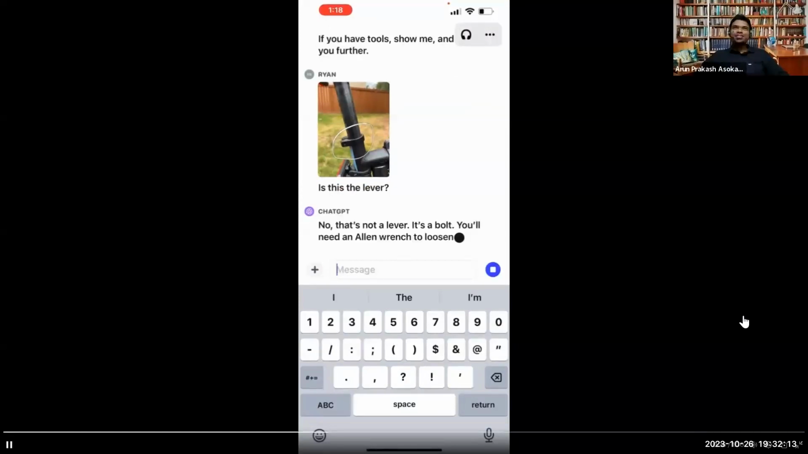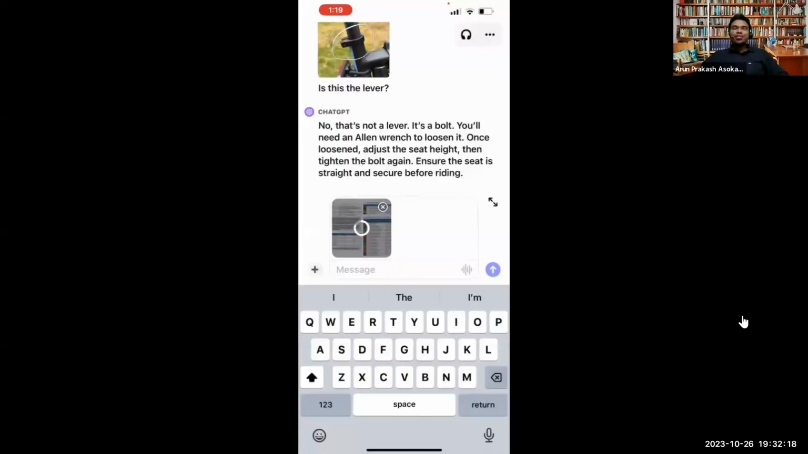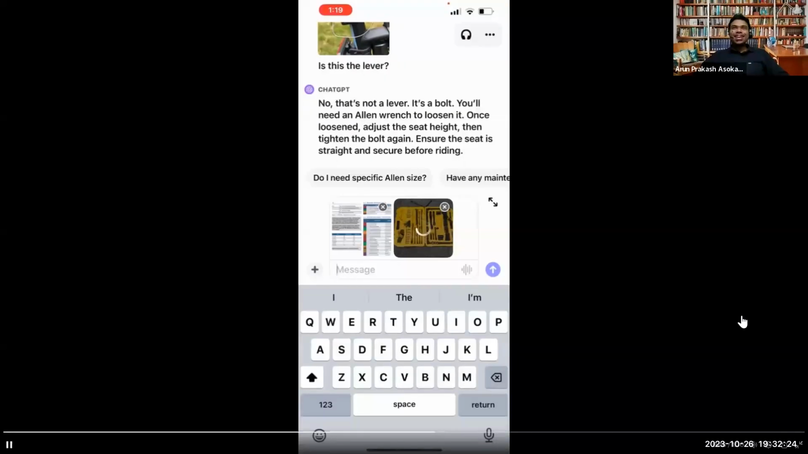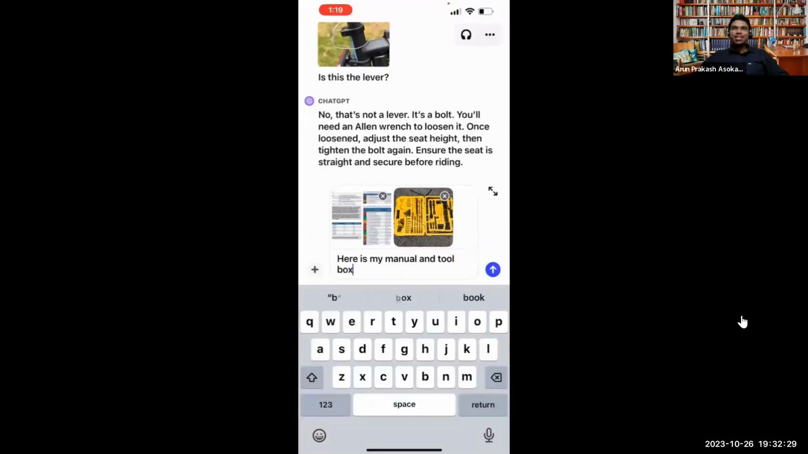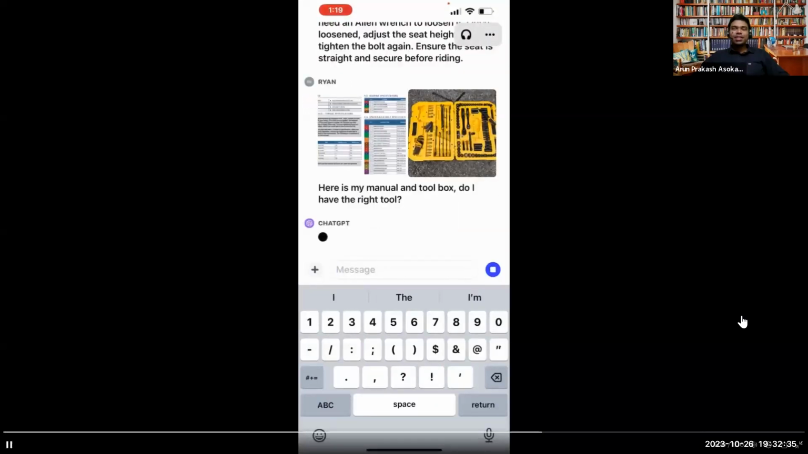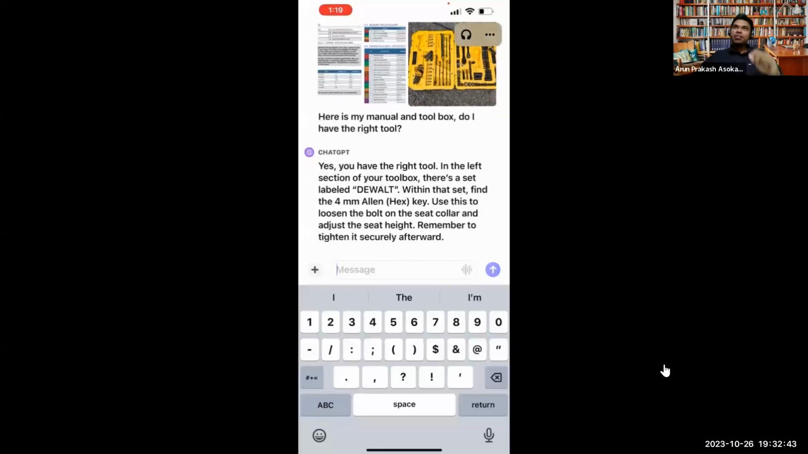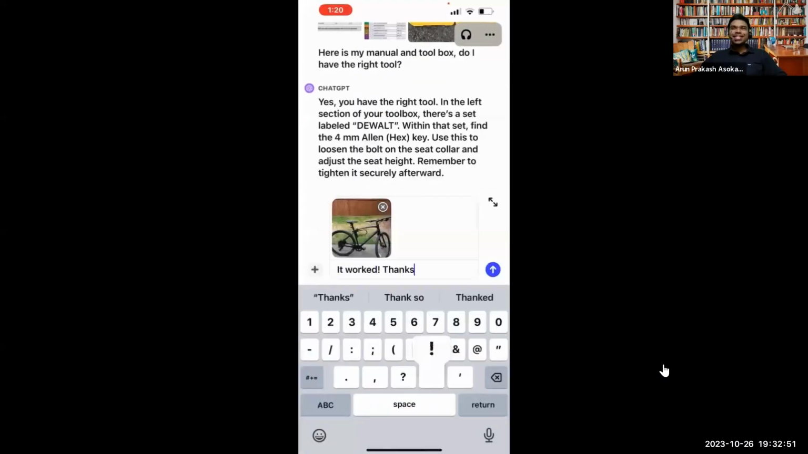Now he asks a question by uploading another picture, asking if that is the lever. It says no, that's not the lever. Then he supplies a picture of his toolbox and the manual of the bicycle, and asks if he has the right tool. The interesting part is it is able to identify a specific Allen key, a 4mm Allen key, which will fix his problem. He followed the instructions which ChatGPT gave, and he says it works.